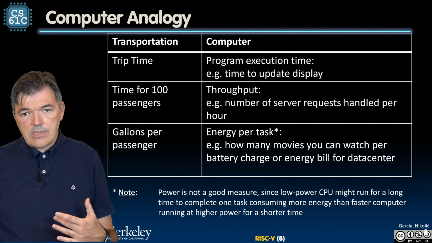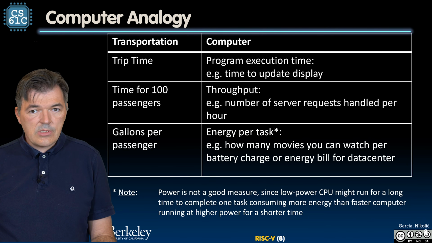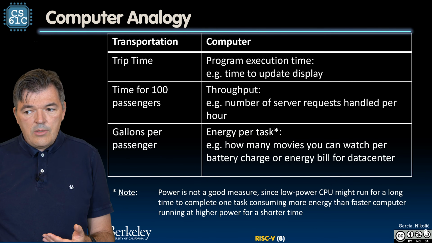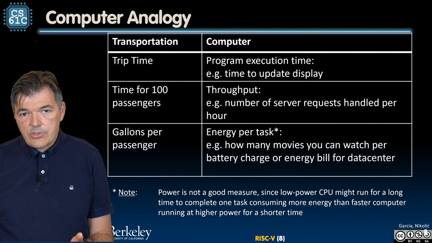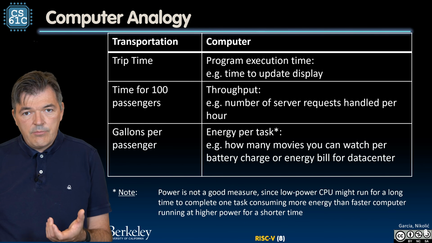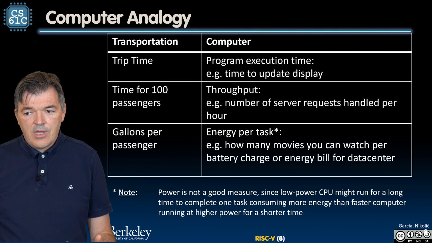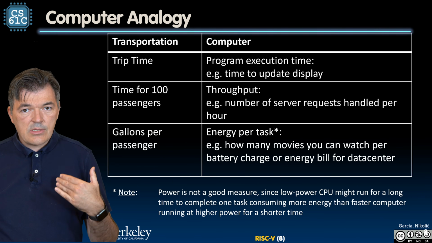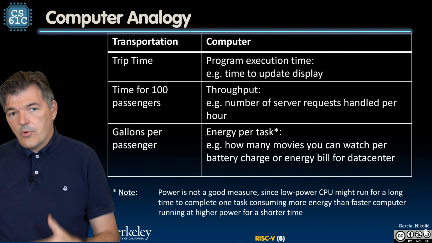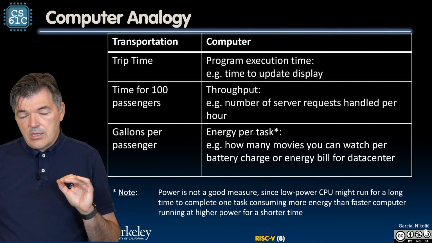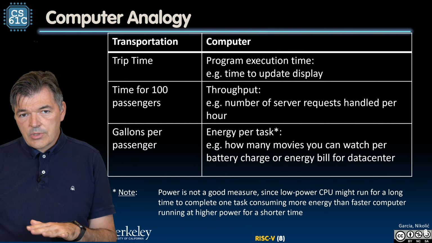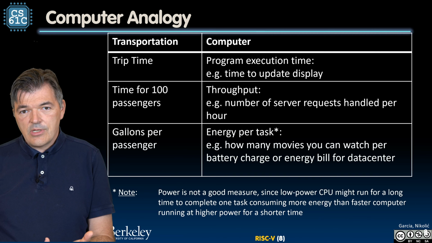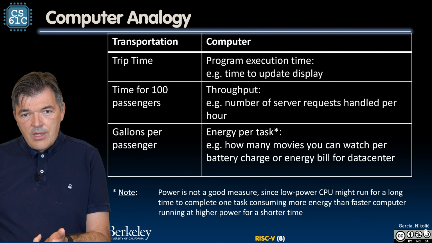And then the third one is the energy efficiency. The way we measure energy efficiency in cars is gallons per passenger. In a computer, we also measure energy efficiency by the amount of electrical energy used. So in this case, we would measure the energy per task, or how much energy playing a movie takes, or how many movies we can watch from a battery charge. Keep in mind that energy is important for mobile devices, where we have a better sense of how much energy is stored in a battery.